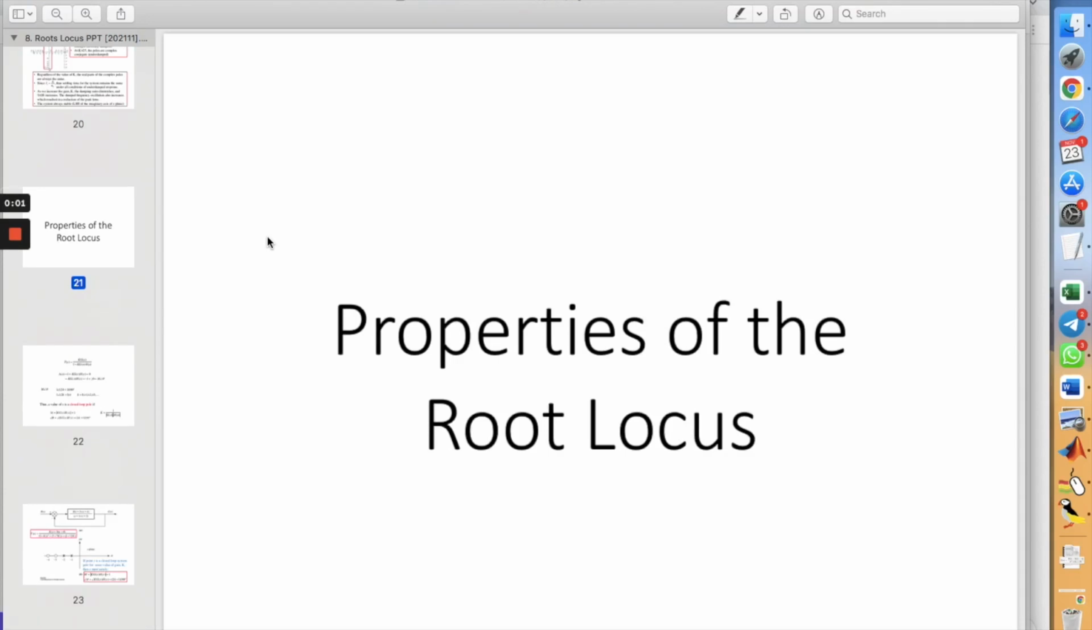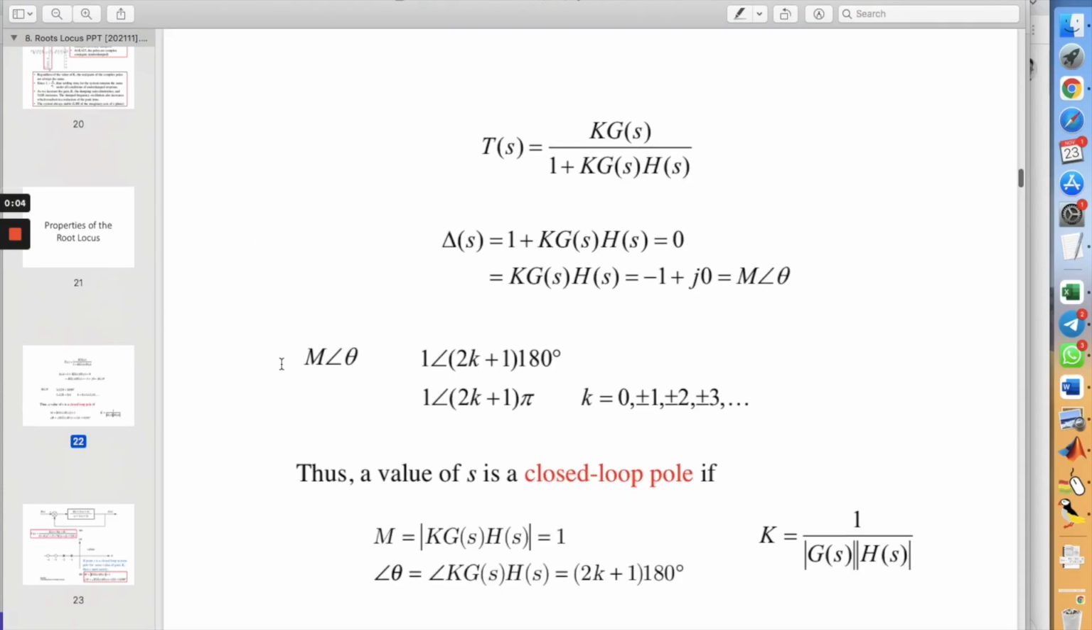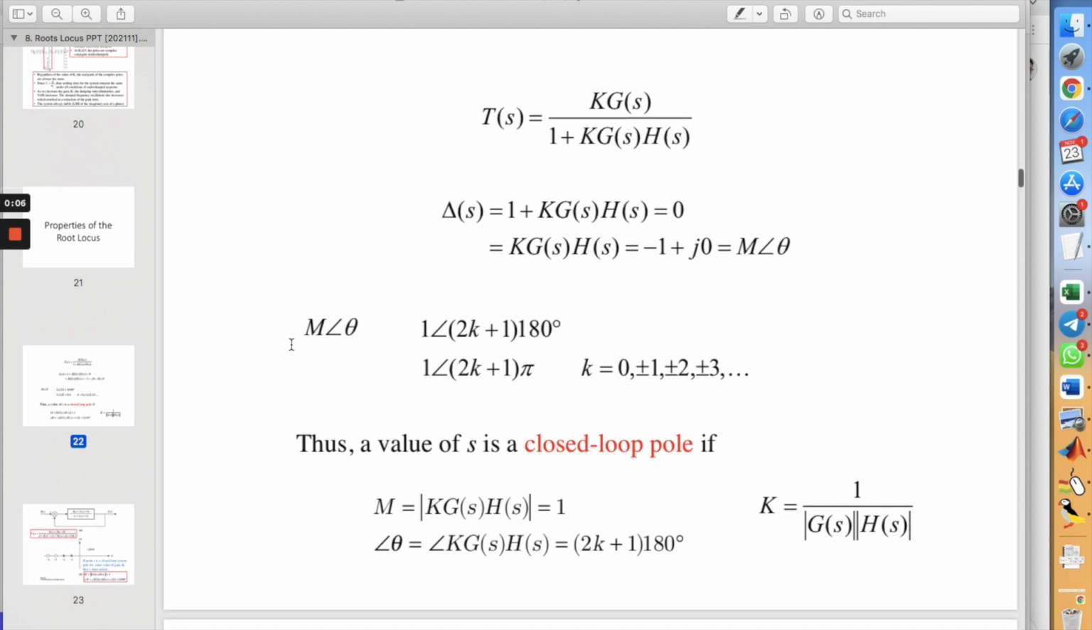Let's see the properties of the root locus. So now we know that we have a transfer function T(s) equals KG over 1 plus KGH. This is the closed loop transfer function. From this transfer function, we know that we have the characteristic equation given by delta(s) equals 1 plus KGH equals 0.